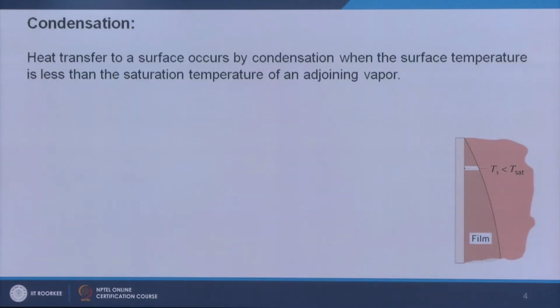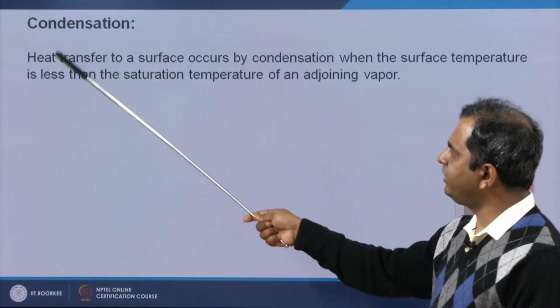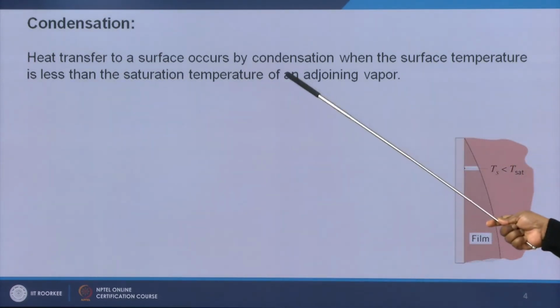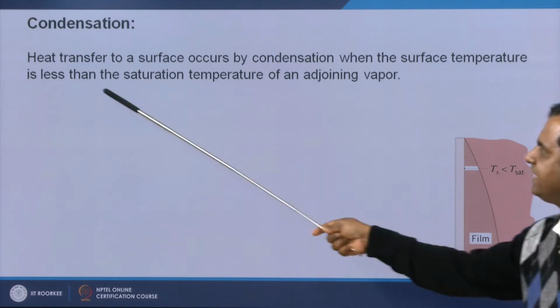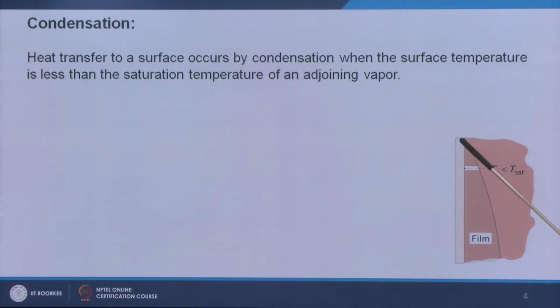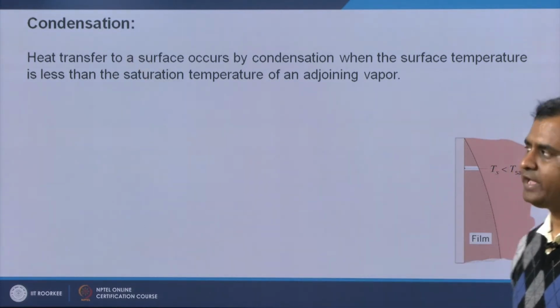Next, let me start with the first mode, which is condensation. Condensation is heat transfer to a surface. Heat transfer to a surface occurs by condensation when the surface temperature is less than the saturation temperature of the adjoining vapor. This is very important. So, Ts, the surface temperature, is less than the saturation temperature. If we have some vapor over here, the saturation temperature corresponding to its pressure will be higher than the surface temperature, and only then will condensation happen.